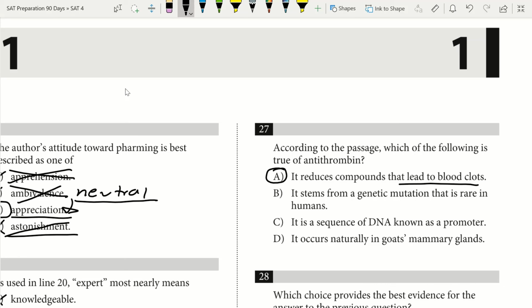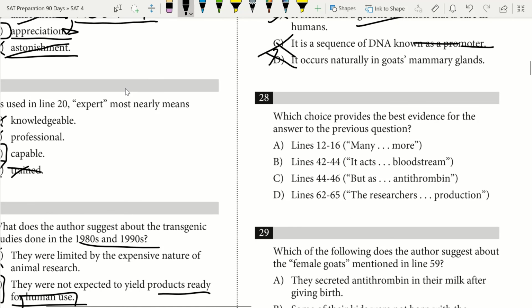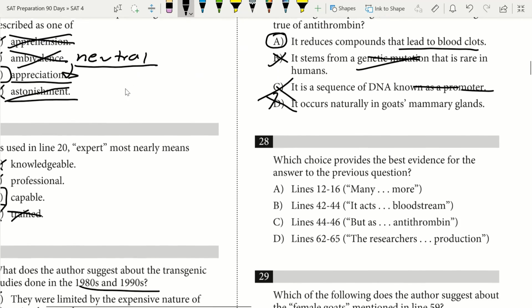Option B, it stems from a genetic mutation. No. Option C, it's a sequence of DNA known as a promoter. Also incorrect. Option D, it occurs naturally in goats' mammary glands. Also incorrect. So our answer for 27 is going to be A. 28, which choice provides the best evidence that it can stop those blood clots?